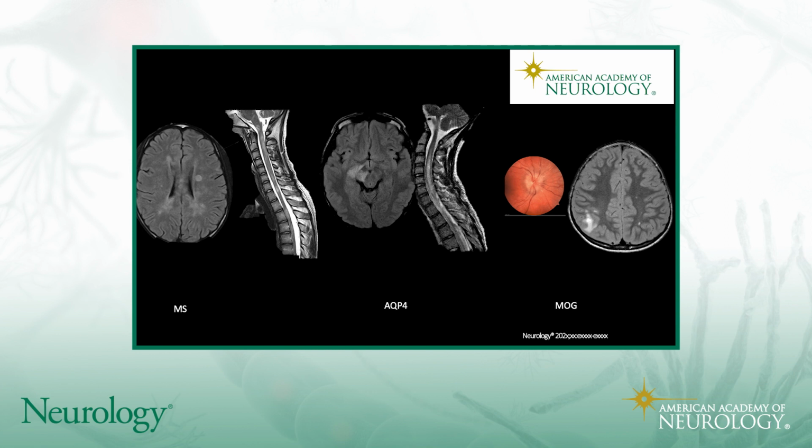And then finally, with MOG-related disease, what we've learned over the last decade or so is that a severe optic neuropathy with a swollen optic nerve and multifocal brain lesions are typical in the acute phase. But what happens in the chronic phase?